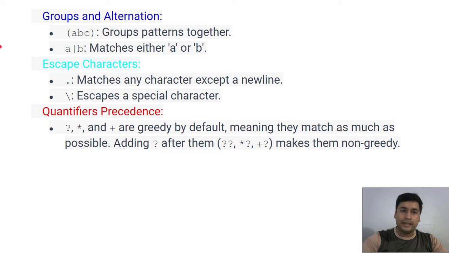We have some more rules like group and alternation. If you give brackets, like (A, B, C), it groups the pattern together. If you want A pipe B, it matches either A or B. Escape characters: dot matches any character except a new line, and backslash escapes a special character. Quantifier precedence: question mark, star, plus are greedy by default, meaning they match as much as possible. Adding a question mark after them, like star question or plus question, makes them non-greedy.